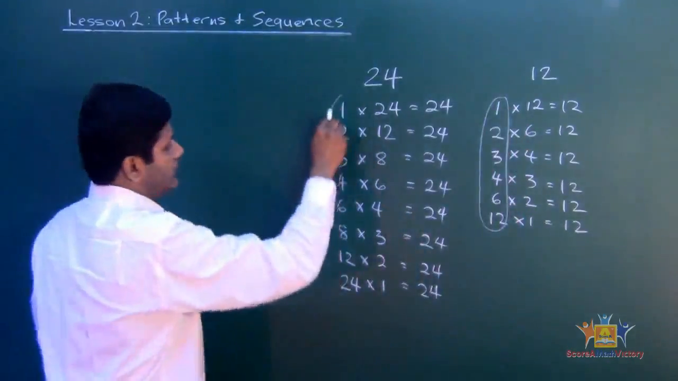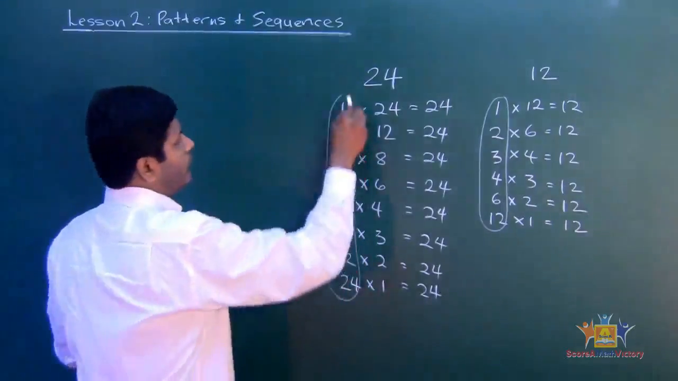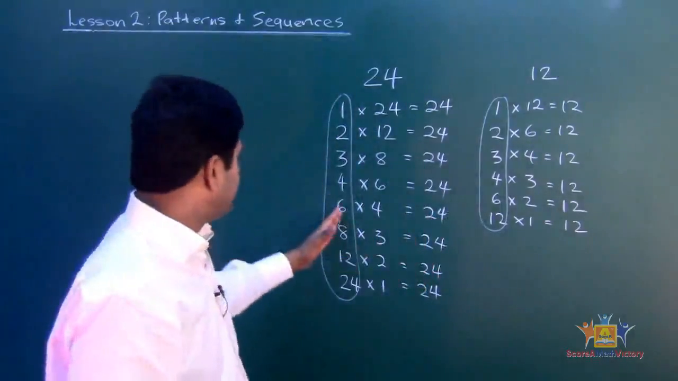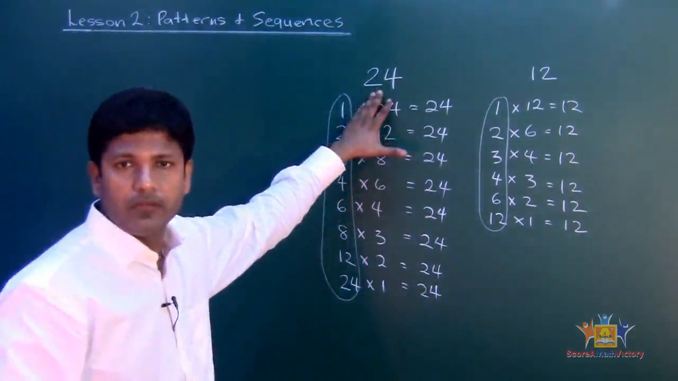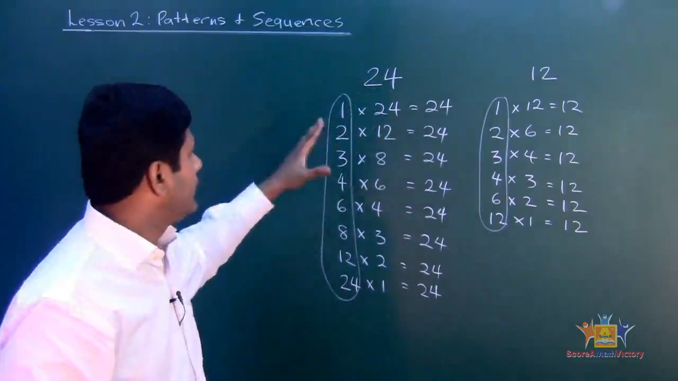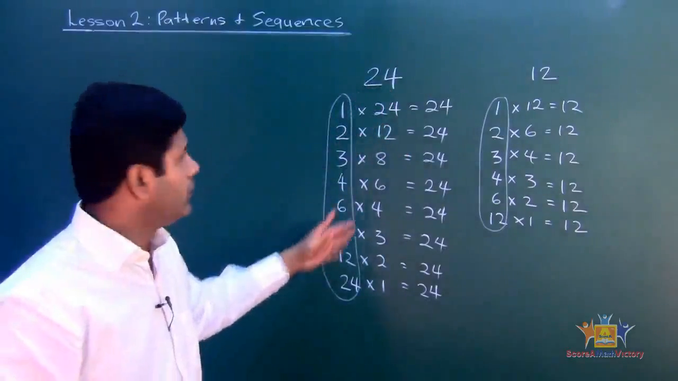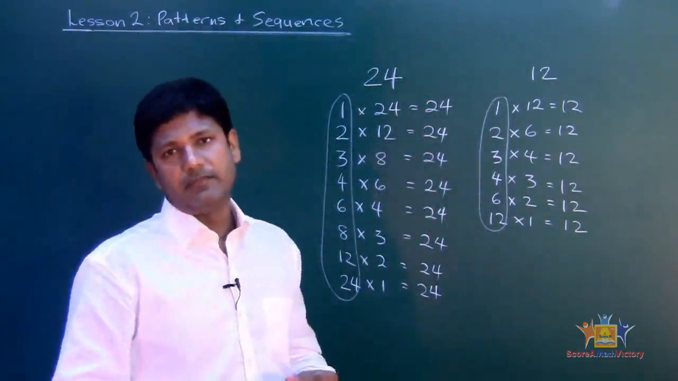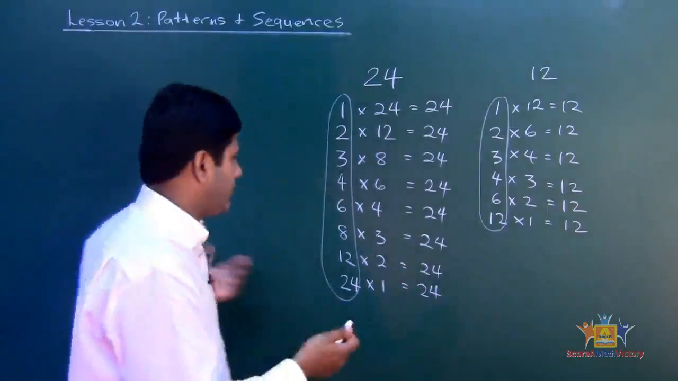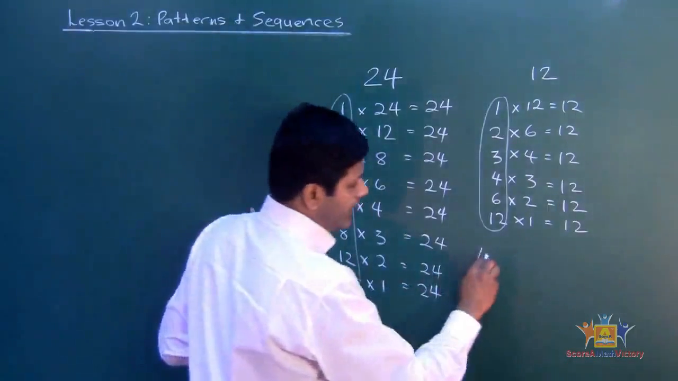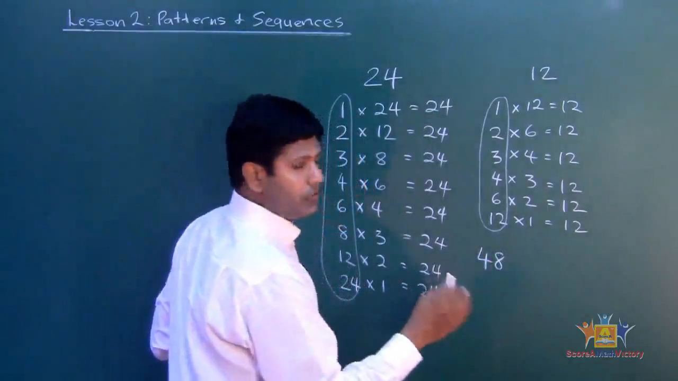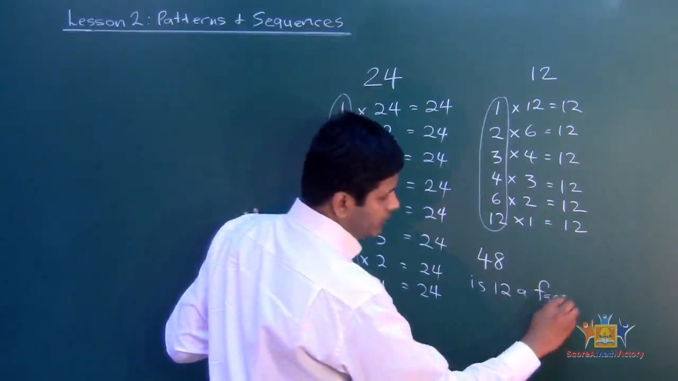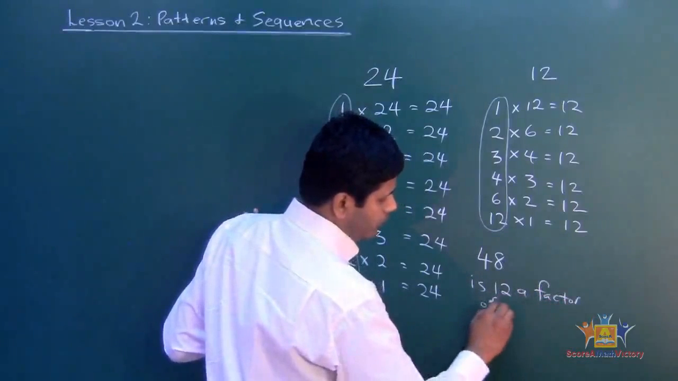Just like this one, all these are factors of 24. That means I can take the number out, which means this number is divisible. So 24 can be divided by these numbers, and 12 can be divided by these numbers. And that's what a factor means. So if I were to give you a number, let's say for example 48, and I ask you, is 12 a factor of 48?